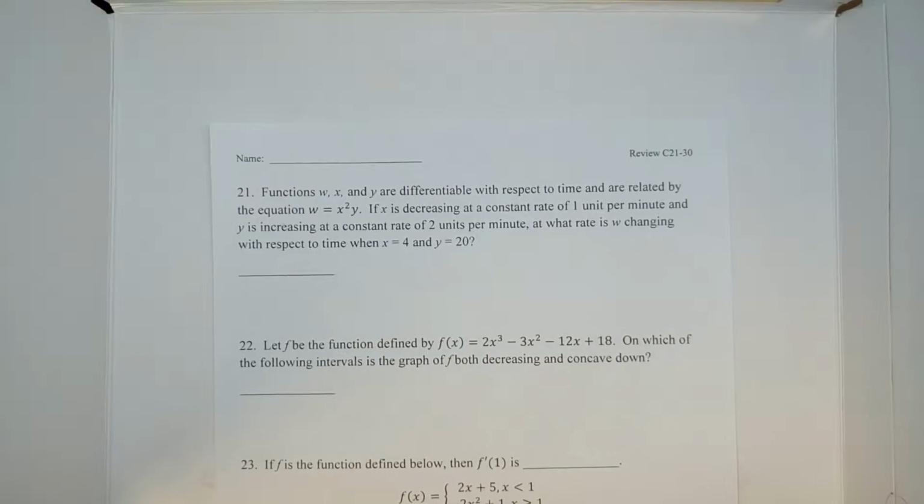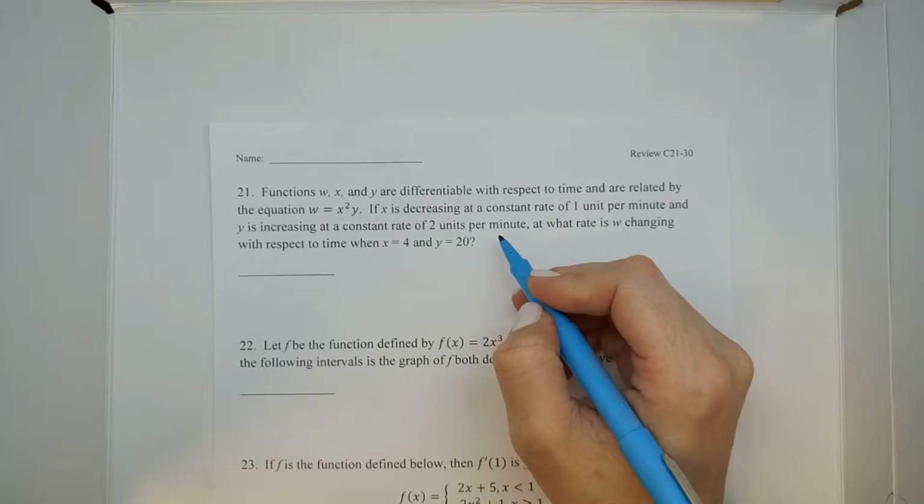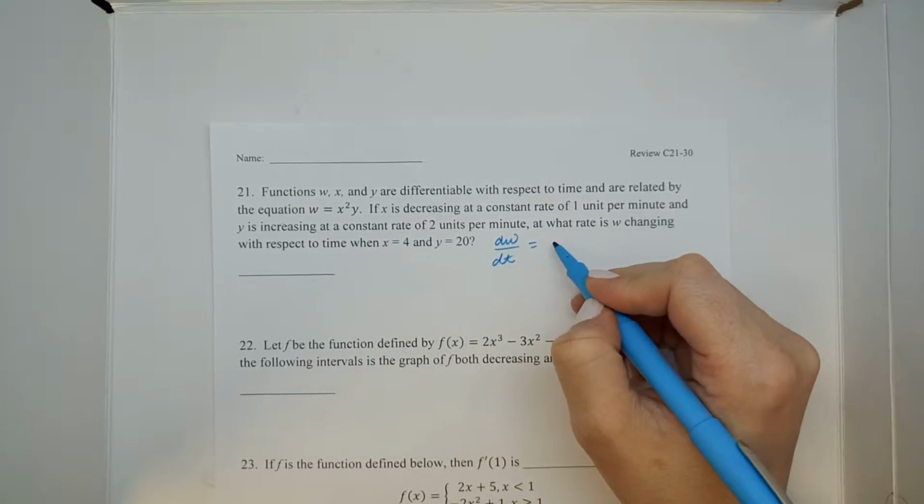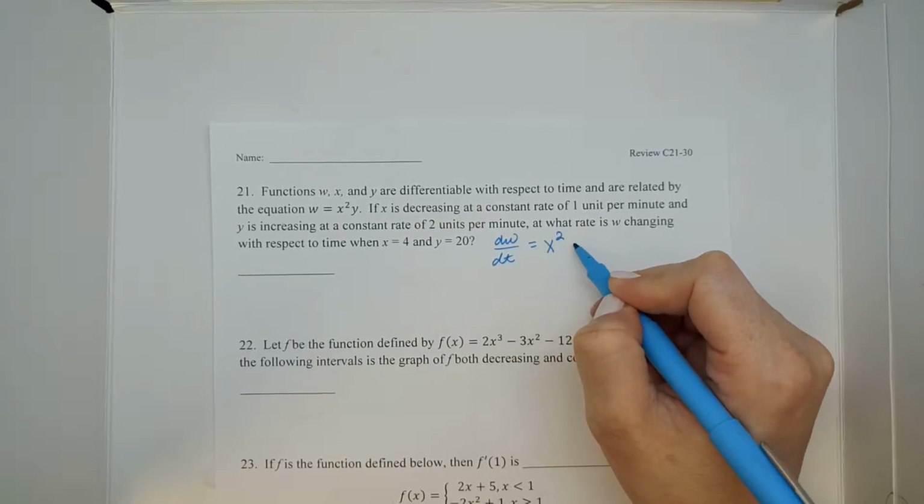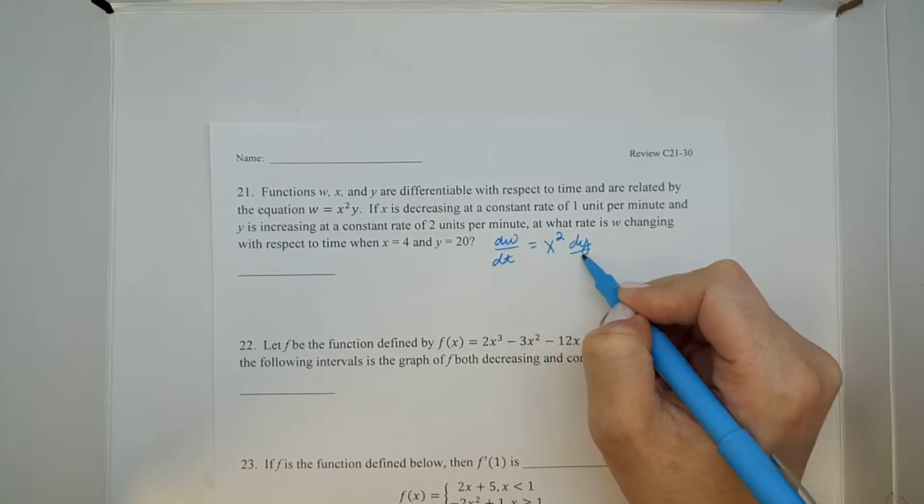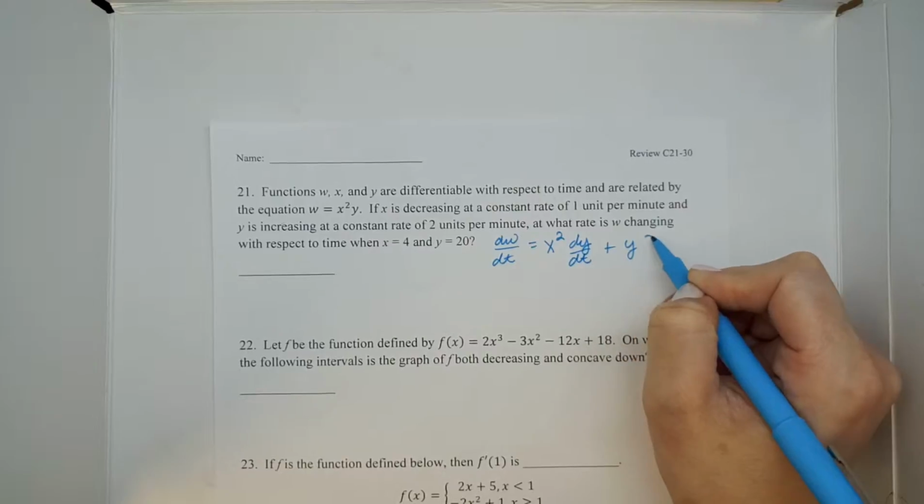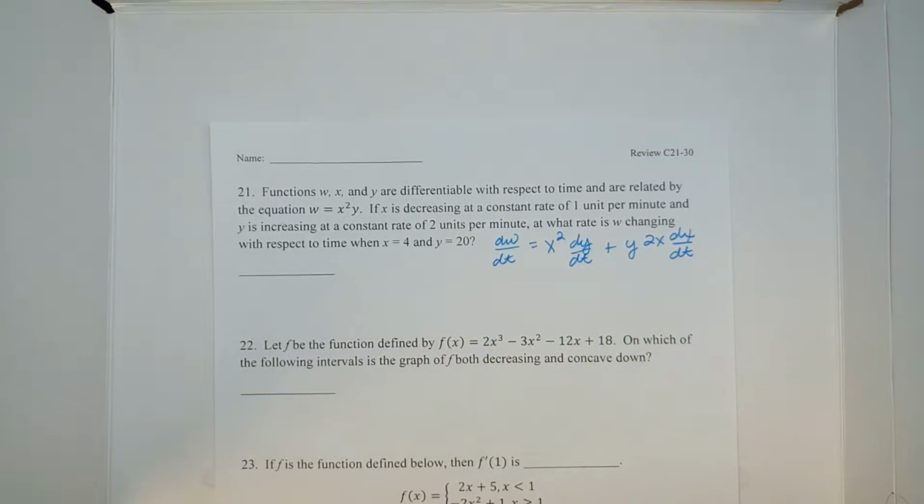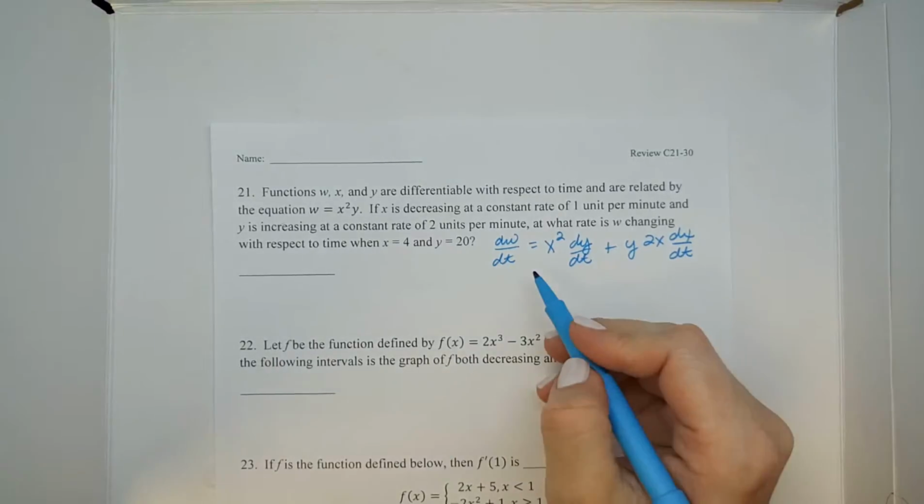Okay, numbers 21 through 30 for review C. Number 21, you're asked for the rate at which W is changing with respect to time when X is 4 and Y is 20. So start by finding dW dt, which would be the first times the derivative of the second, plus the second times the derivative of the first. And remember, we're doing this with respect to time, so you have to put dy dt and dx dt.